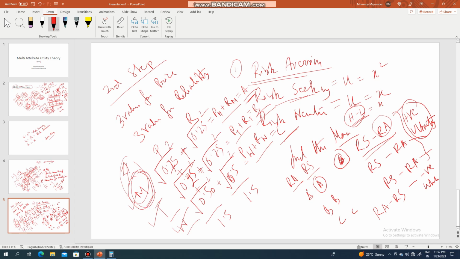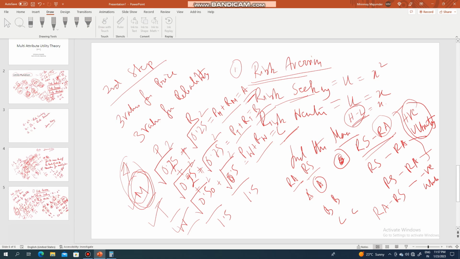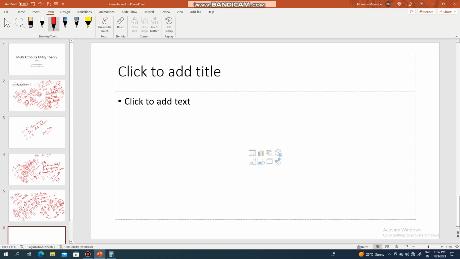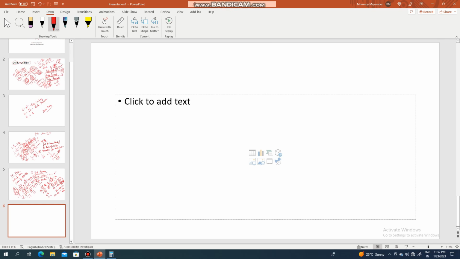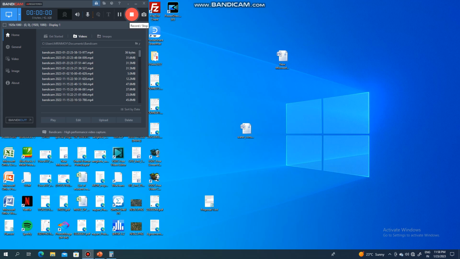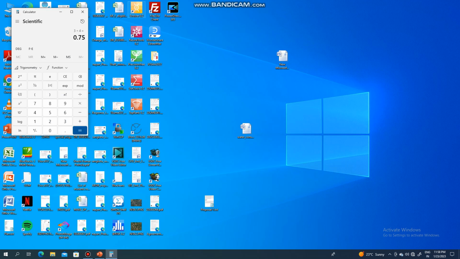Now there is another step to this MAUT method, but this is an optional step. It is not compulsory. You can avoid this step, or you can implement this step. If you implement this step, it is beneficial. The decision will be more pronounced. If you do not implement this step, then also you can make the decision.